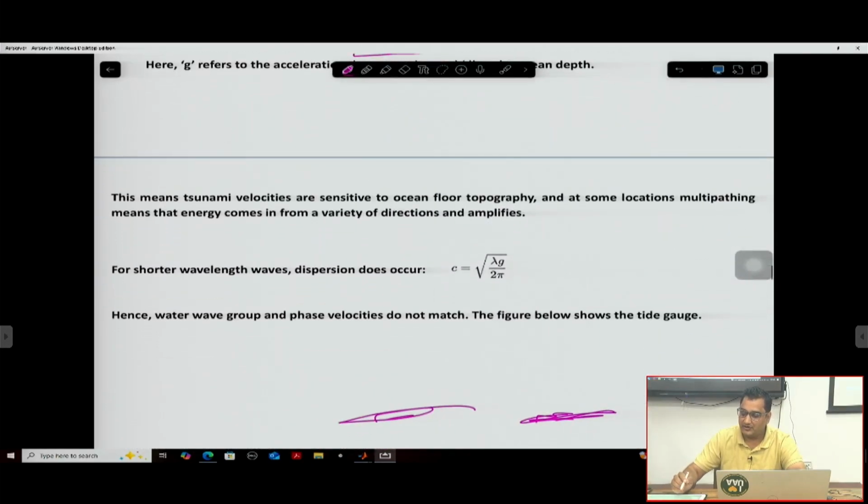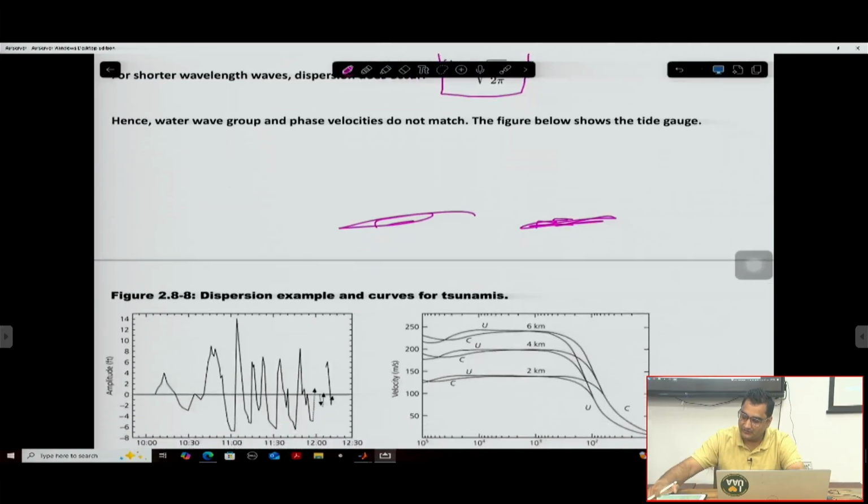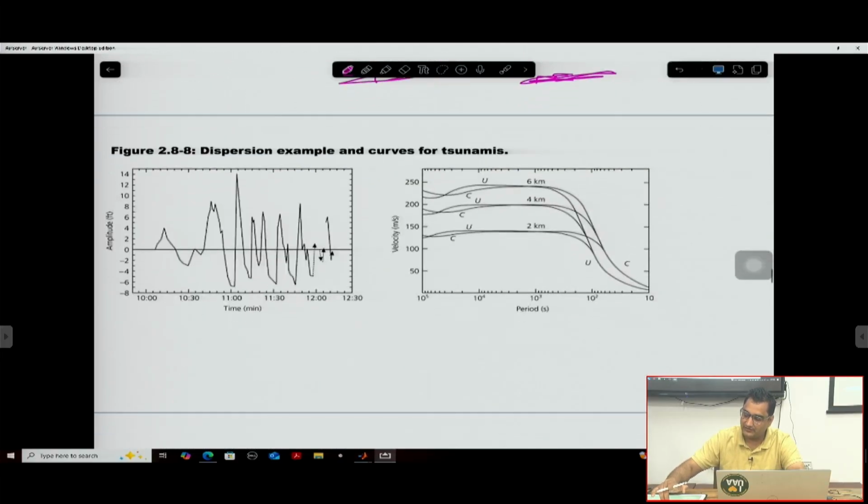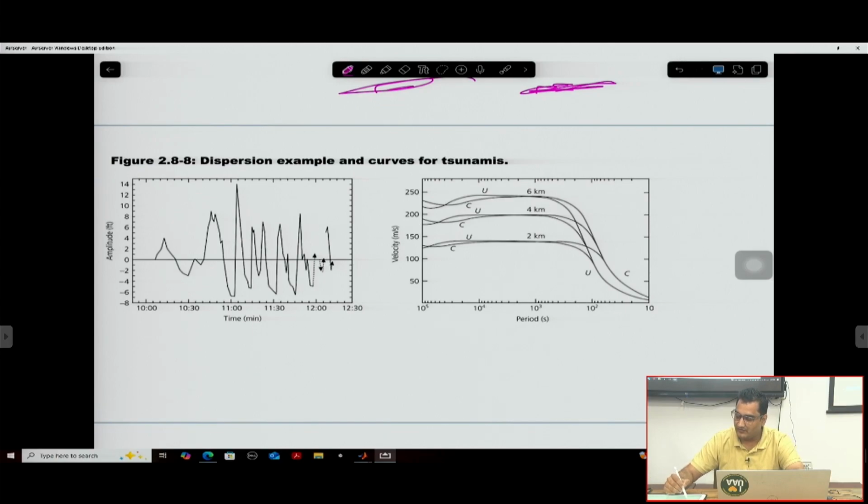And if you are talking about shorter wavelength tsunamis, then the formula may look something like this, and you can see the phase velocities now depend upon the wavelength of the tsunami. Okay, so the phase velocities now are a function of wavelength, or maybe frequency and period. And in order to confirm this in the real Earth scenario, there is a record of a tsunami, and you can see the larger period waves are coming earlier than the shorter period waves here.